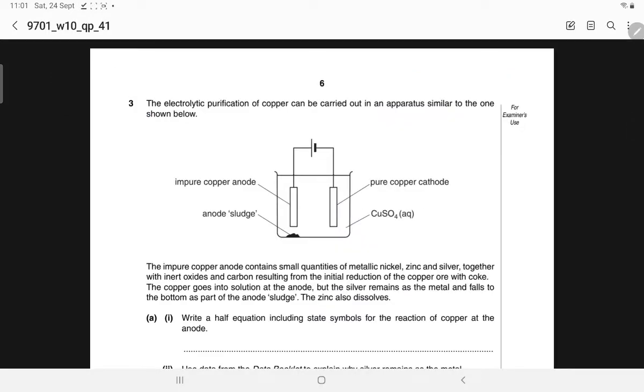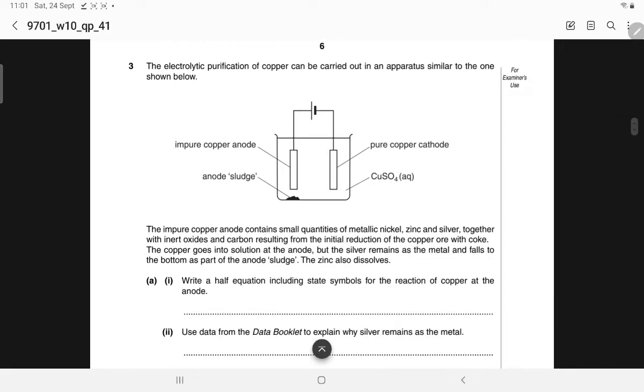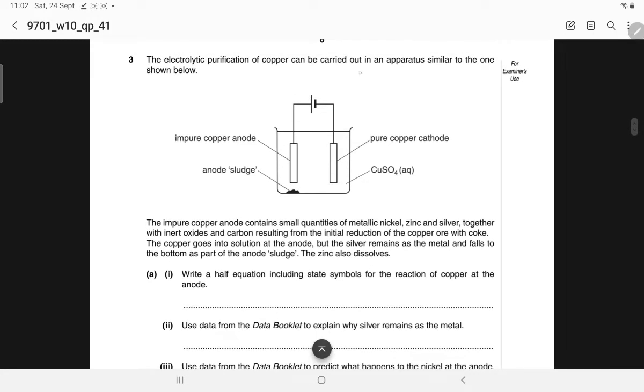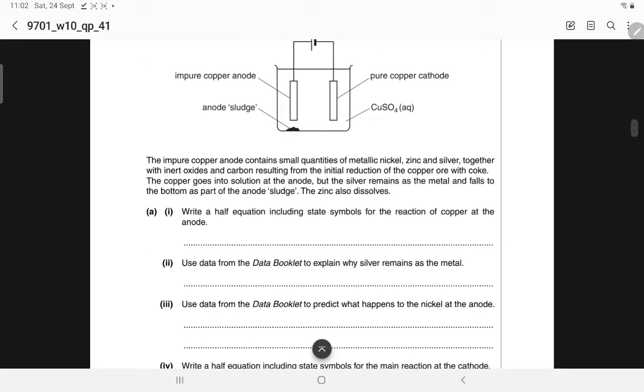There is another question on electrolysis from the October-November 2010 paper 4.1. The electrolytic purification of copper can be carried out in apparatus similar to the one shown below. The impure copper anode contains small quantities of metallic nickel, zinc, and silver, together with inert oxides and carbon resulting from the initial reduction of copper ore with coke. The copper goes into the solution at the anode, but the silver remains as the metal and falls to the bottom as part of the anode sludge.